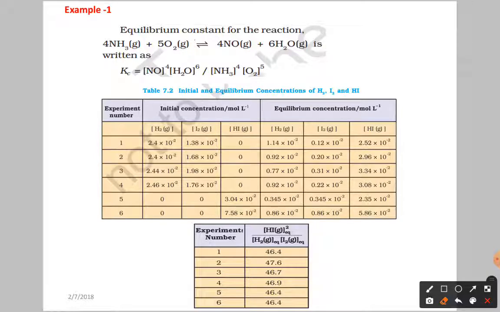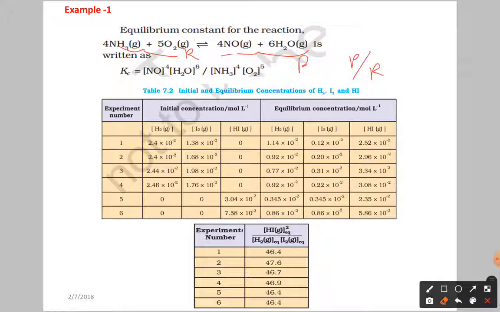Now let us see how we have to write the equilibrium constant expression, okay. First, let us see what the products are. These are my products, and these are my reactants, okay. For the equilibrium constant, you have to take the ratio of products to reactants. In the products we have NO and H2O, so we write NO and H2O.